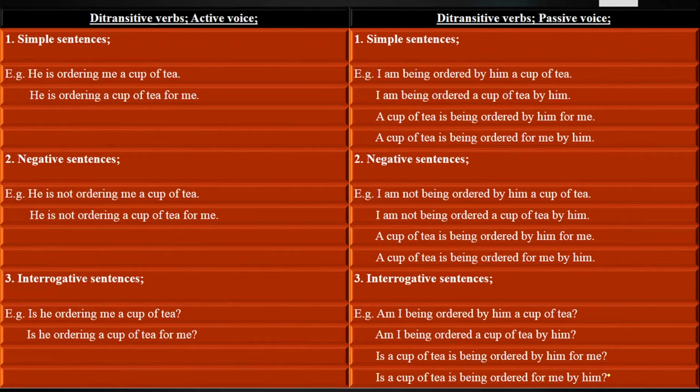And today we have got the die transitive verb order with the present continuous tense, and present continuous tense is used for those actions which are going on at the time of speaking, when I am talking and these actions are going on. So for that we will be using the present continuous. We have got the simple sentences. Those sentences which make simple statement are called simple sentences. He is ordering me a cup of tea. He is ordering a cup of tea for me. So these are the two ways to change them into active voice.